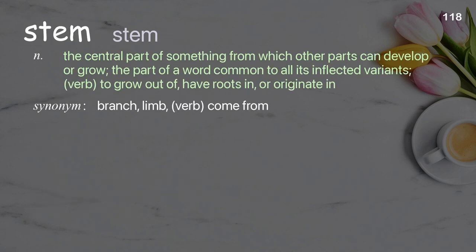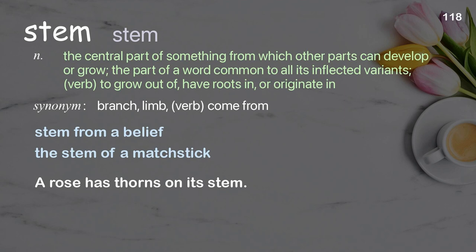Stem. The central part of something from which other parts can develop or grow; the part of a word common to all its inflected variants; verb: to grow out of, have roots in, or originate in. Examples: Stem from a belief. The stem of a matchstick. A rose has thorns on its stem.